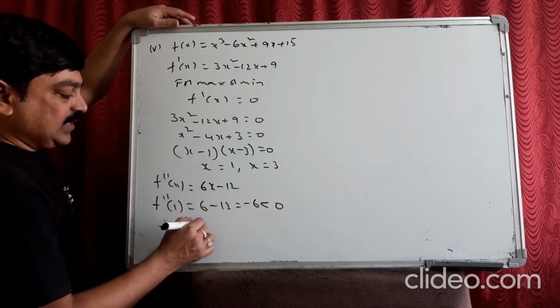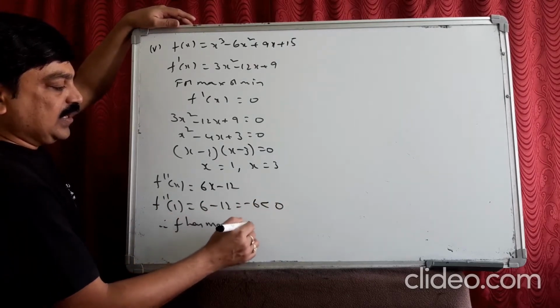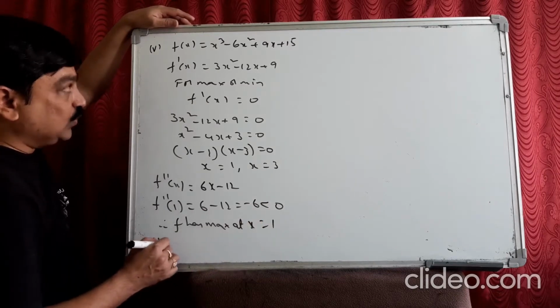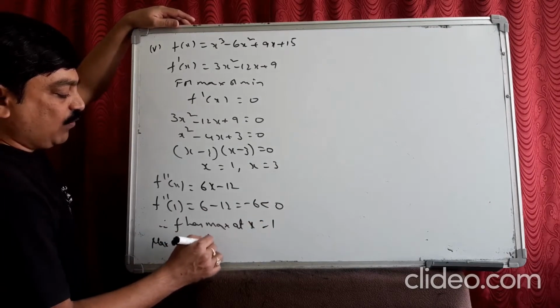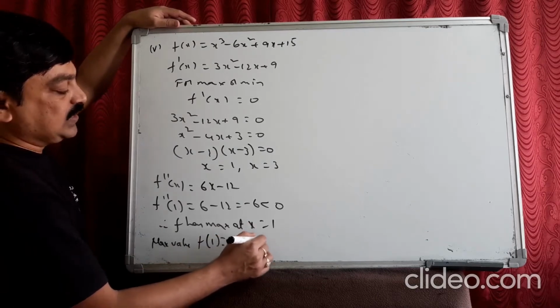Therefore, f has a maximum at x equal to 1. What is that maximum value? It is nothing but f of 1. That is 1 minus 6 plus 9 plus 15.